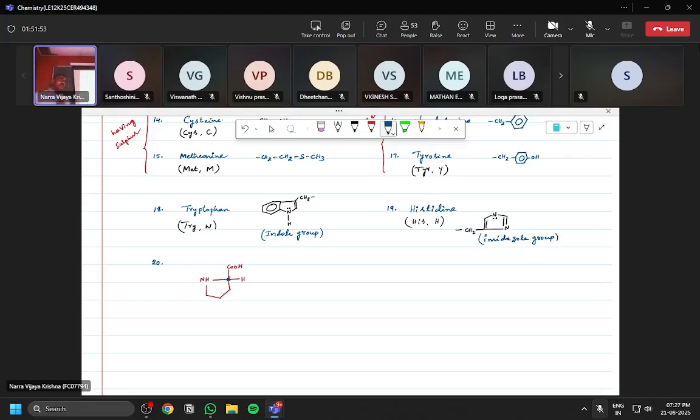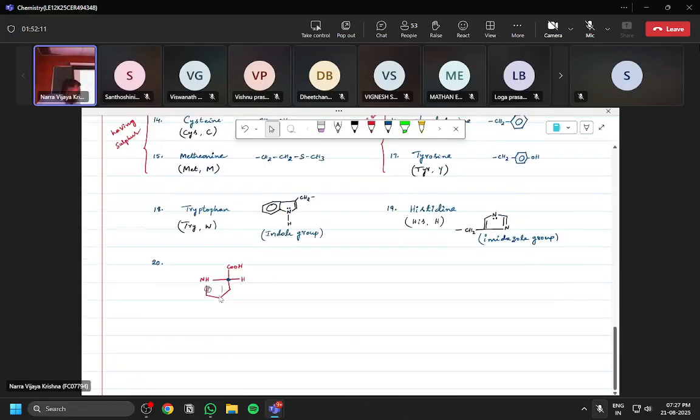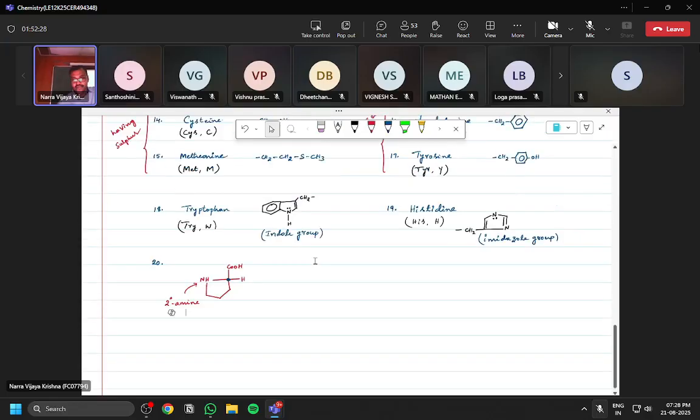So till now, only 2 amino acids have a secondary amine group: one is proline and another one is arginine. But arginine has a primary amine group also. Proline is the only amino acid which doesn't have a primary amine group. This is the secondary amine group. This is the complete structure of proline. Any questions in it?